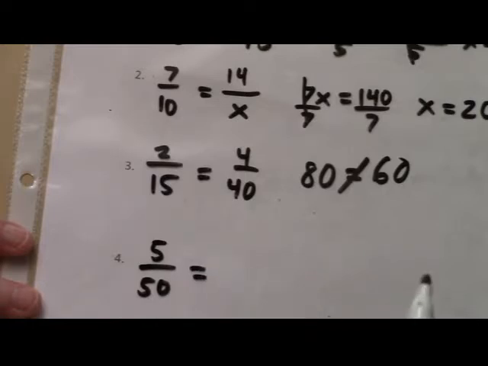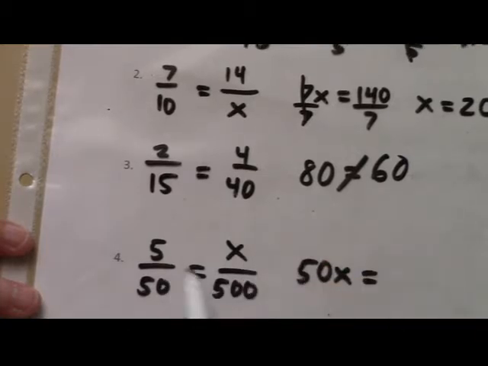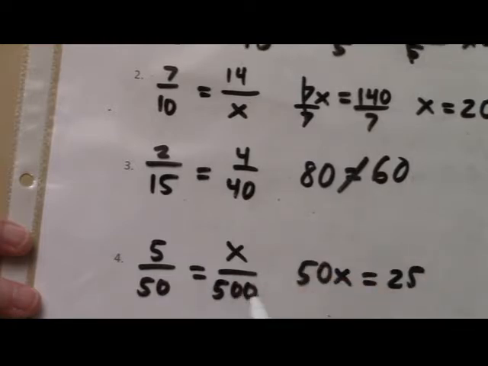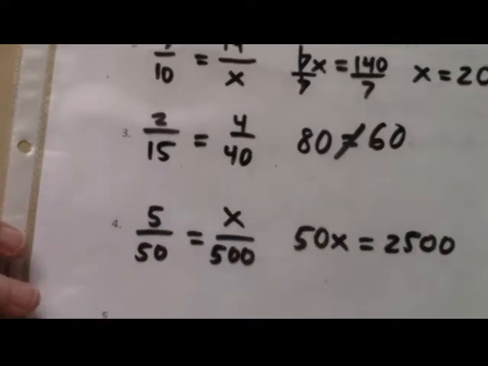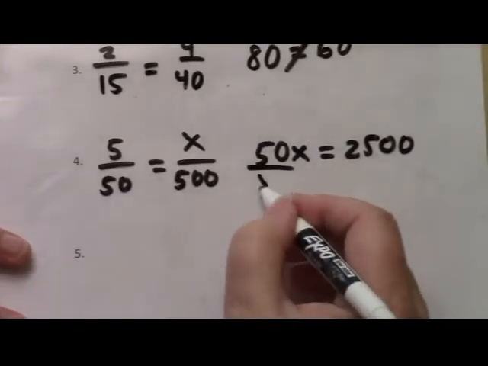5/50 is equivalent to what over 500? 50 times x is 50x. 5 times 5 is 25, and let's put 2 zeros after it. That's how I'm going to get that. And now let's solve for x.